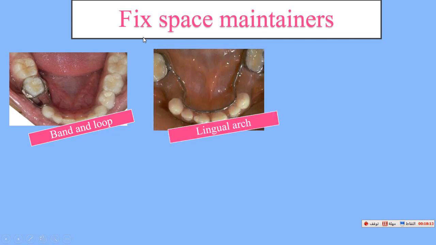Another type of the fixed space maintainer is the lingual arch, as seen in this picture. Lingual arch. Most commonly used for the lower bilateral missing. Bilateral missing after the eruption of the central incisor. As seen in this picture, after the eruption of the central incisor in the lower, with bilateral missing, we can use lingual arch.